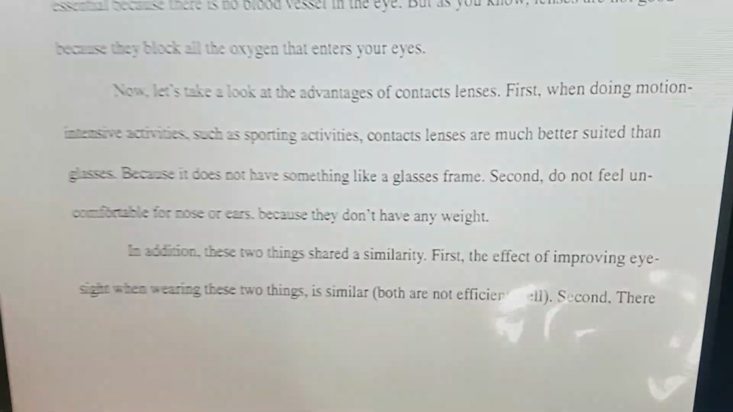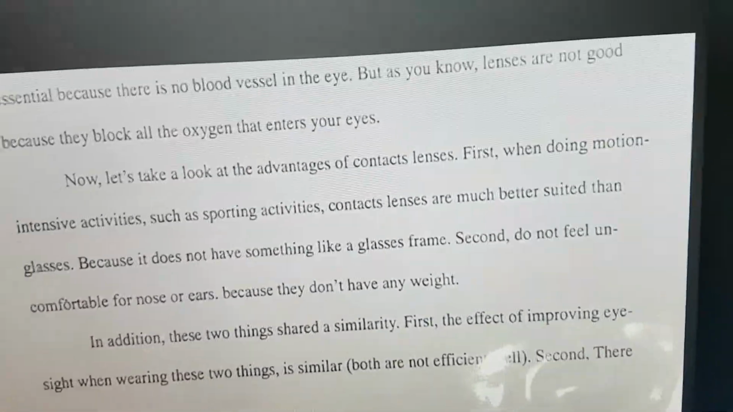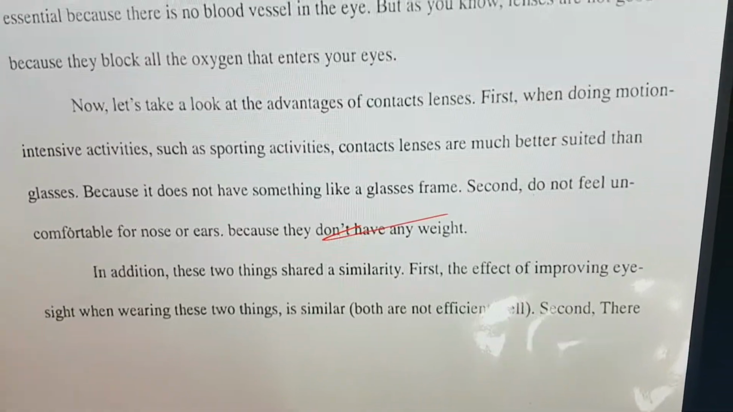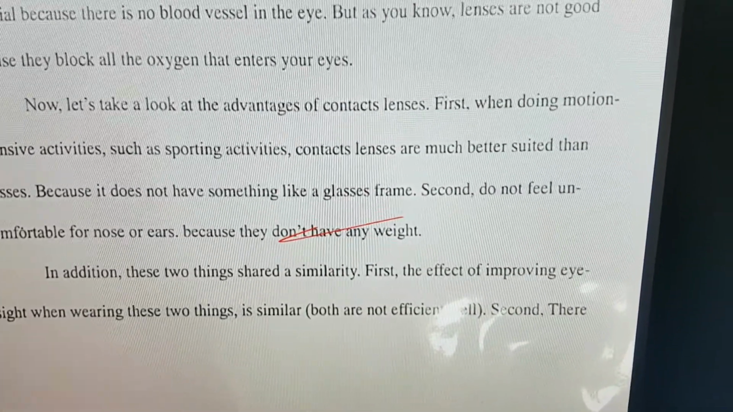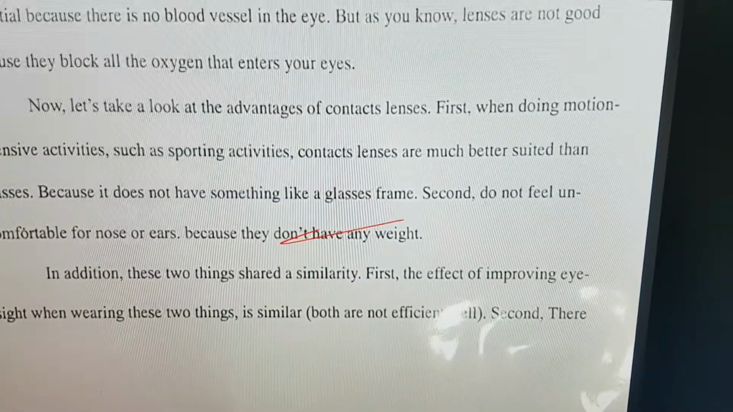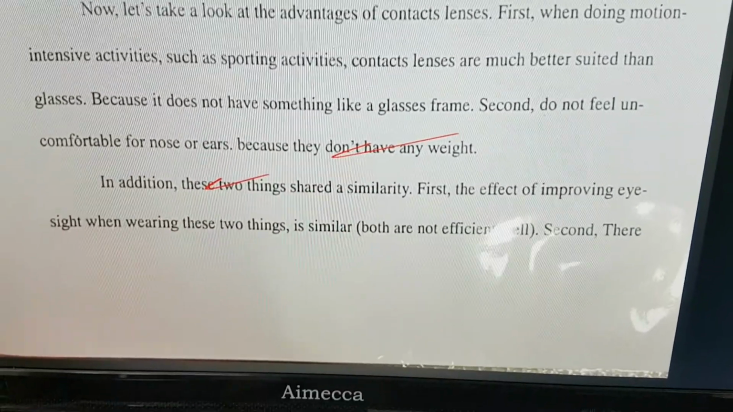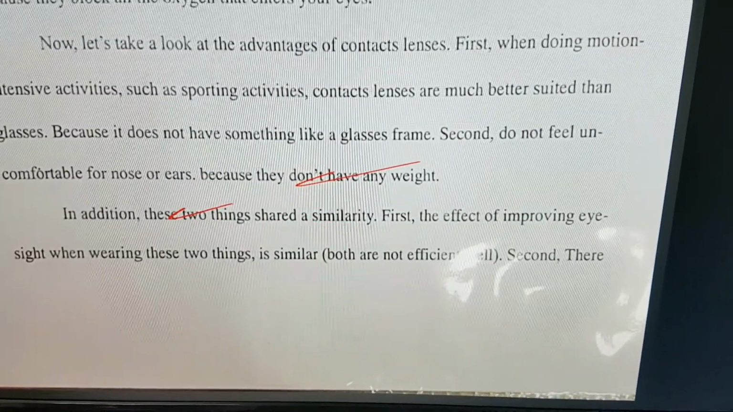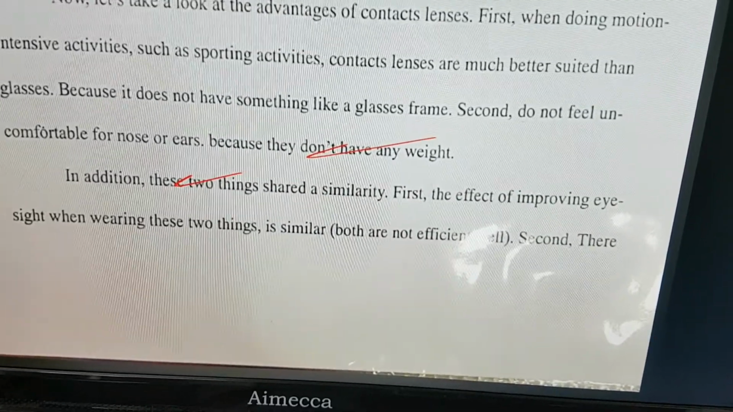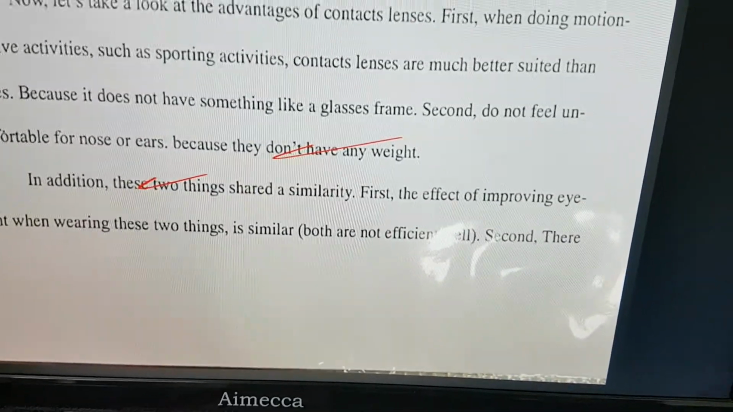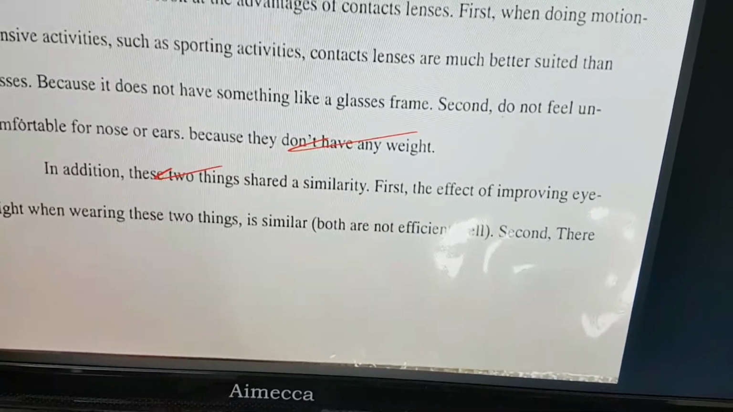This is my second photo. I wrote "because they do not have any weight," but no information was given in advance about it. In addition, it was unclear what these two things represented. So I think this is also due to the lack of information, and the flow of each paragraph was unnatural.